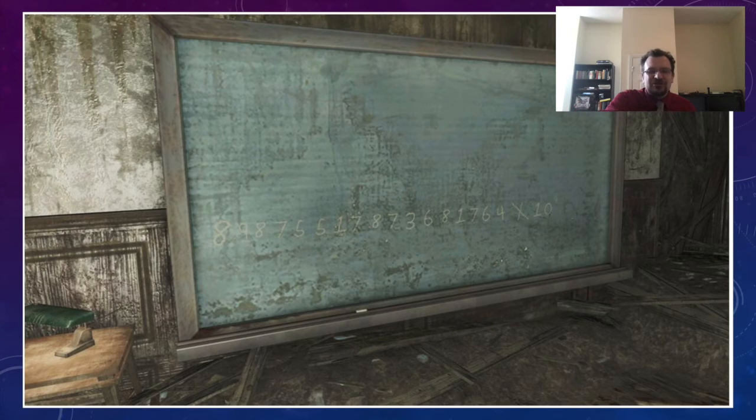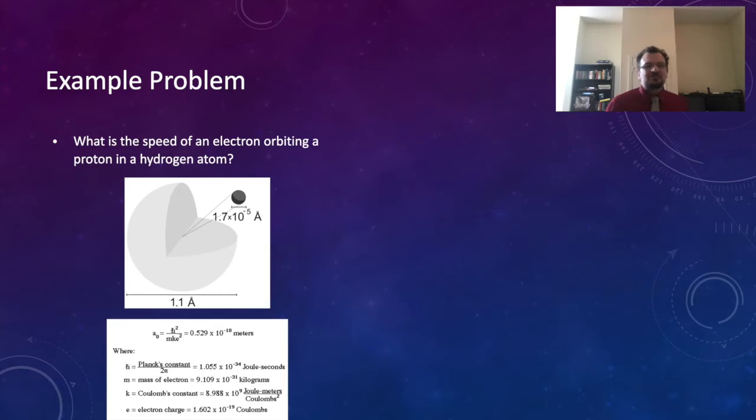All right, so let's now do an example with this. Let's find what the speed of an electron orbiting a proton in a hydrogen atom is. This is a picture of a hydrogen atom that I stole off of Wikipedia, and it gives you an idea of how small that nucleus is compared to the rest of the atom. It's about 100,000th the size of the rest of the atom, essentially.